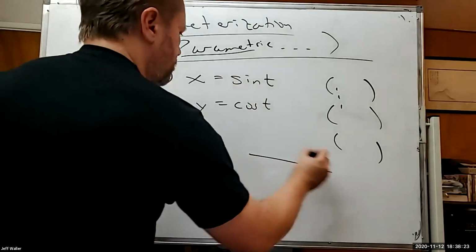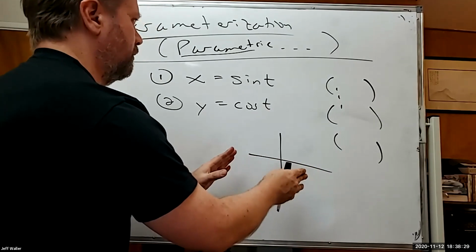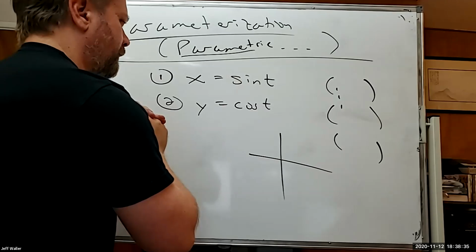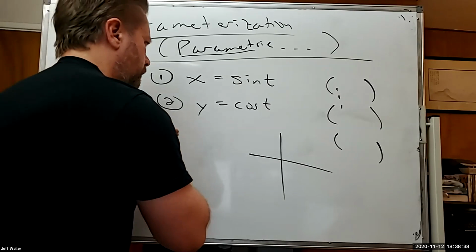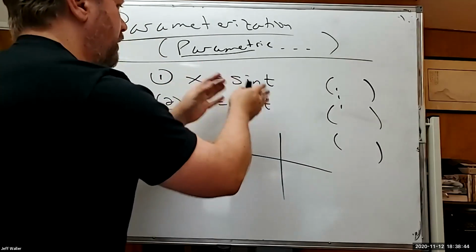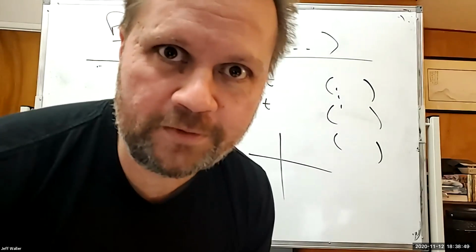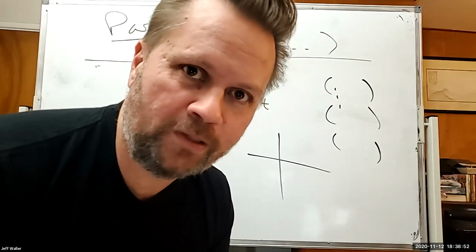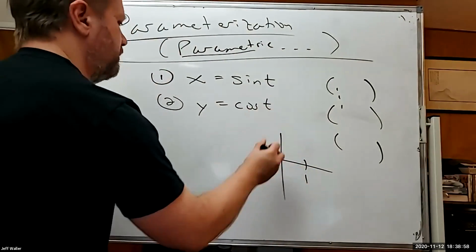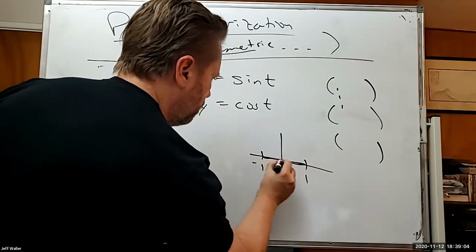So what are my x coordinates going to go between? What's the biggest my x value could be, knowing that it's a sine there? What's the biggest sine can be? Maybe I should face you guys, so you know I'm not talking to my board. 1. So the biggest x can be is 1, and the smallest x can be is -1. So x is going to go between these two evenly.